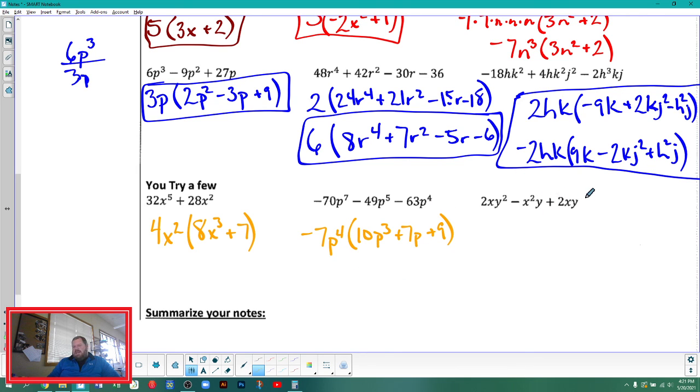And then in the last one, you don't get to take any numbers out. You get to take out one x and one y. So inside I'm left with 2y minus x plus 2. Okay?